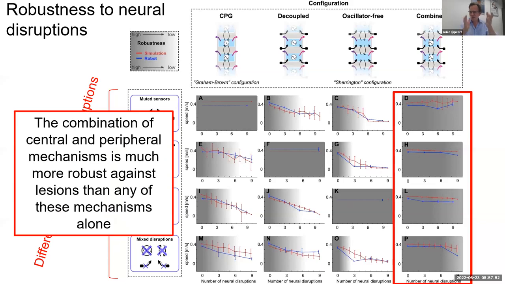And that's basically the take-home message of that paper: there's a beautiful redundancy between central and peripheral mechanisms, and the two together are much more robust against lesion than any of these mechanisms alone.